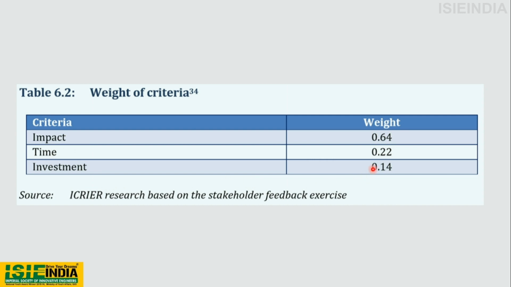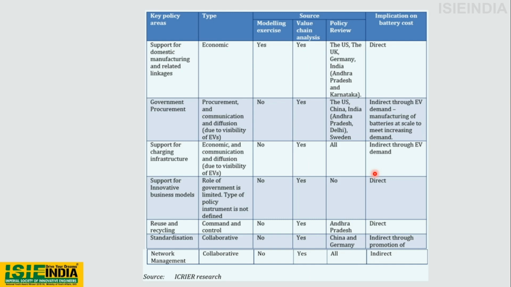As we can see here, the impact has the most of the weightage, that is 64% of the weightage is by the impact, whereas a quarter is shared by time, and near about 14% is by the investment. We can see the investment is the least priority for policy making. Now in this table we can see the expert panel does not make each and every policy right out of their mind. They refer to the policies that are already present in the real world.